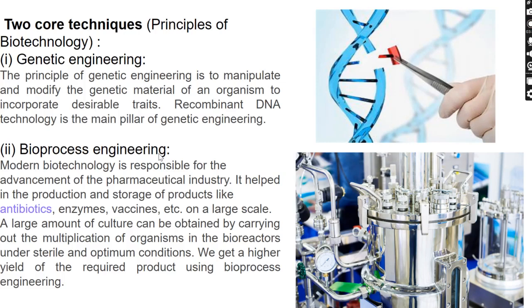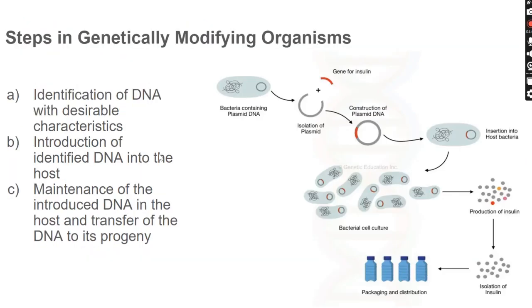The two core techniques, or I can say the principles of biotechnology, are genetic engineering and bioprocess engineering. In genetic engineering, we deal with genetic manipulation, modifying the genetic material for the desired trait. Whereas in bioprocess engineering, I'm talking about the advancement of the pharmaceutical industry, like production of antibiotics, enzymes, vaccines. So it is the final product that I'm talking about when I talk about bioprocess engineering.